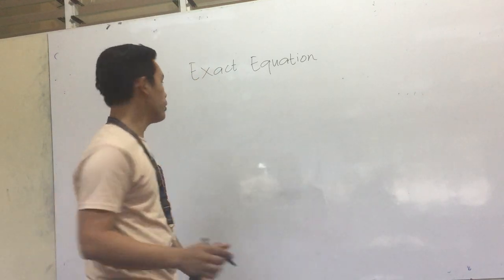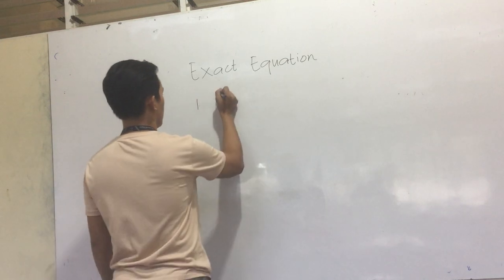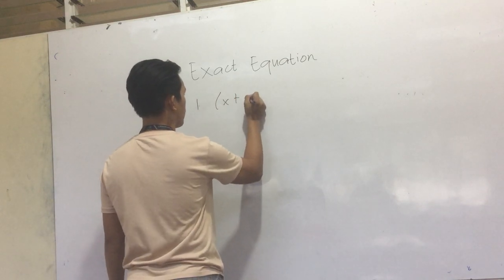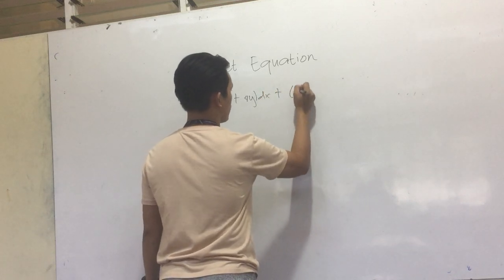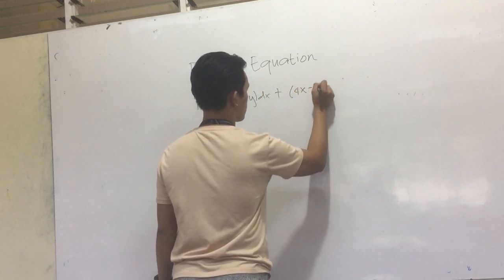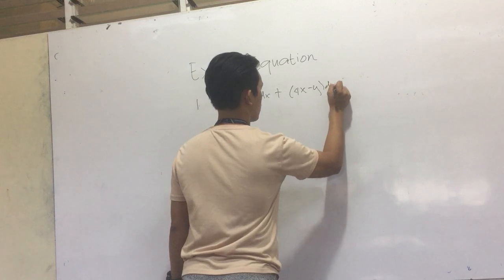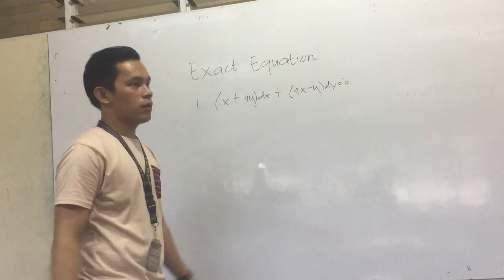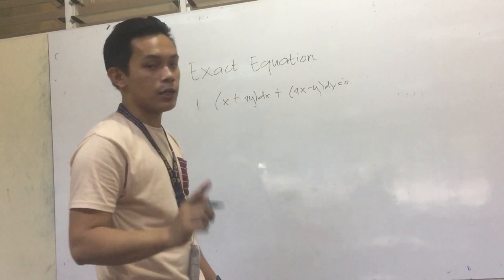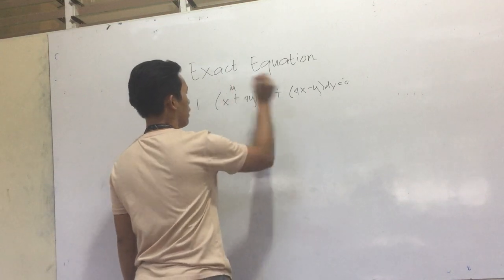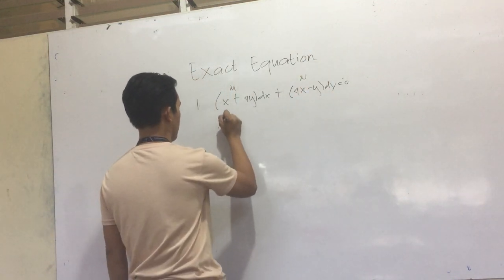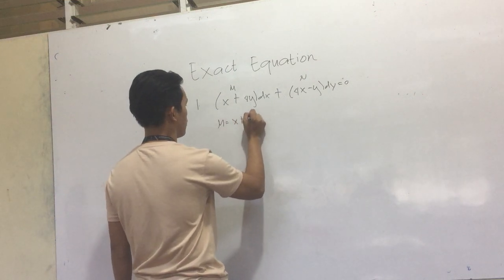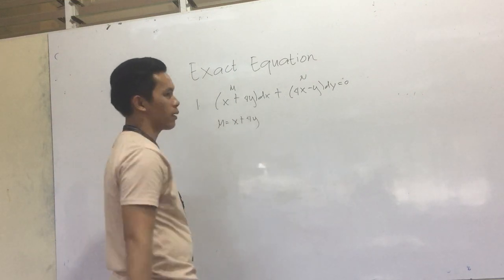Equation. Example number one: the quantity of x plus 4y dx plus the quantity of 4x minus y dy equals 0. Now we need to solve the value of M and N here. Then M equals x plus 4y.